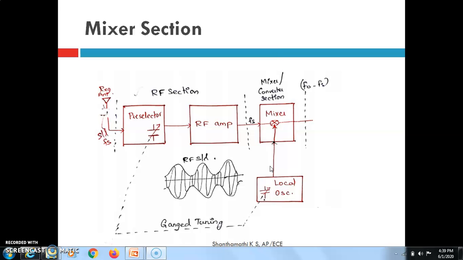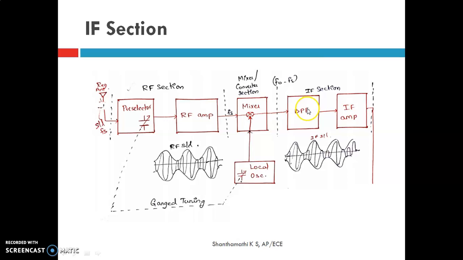Okay, so now this mixer section is followed by the IF section. This IF section comprises a band pass filter and an intermediate frequency amplifier. It is a high gain tuned amplifier, that is, we will be amplifying that IF signal here. More than one IF stage is used in order to get good sensitivity, as we have seen already. So to improve the sensitivity, we can use more IF amplifiers.